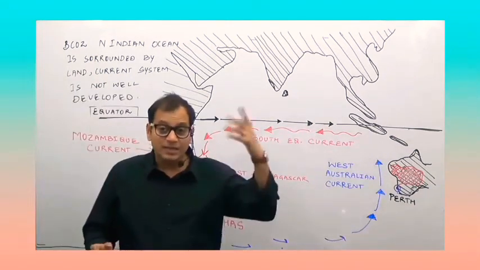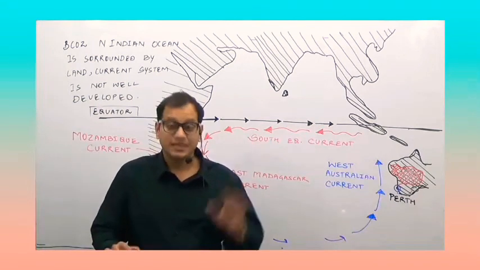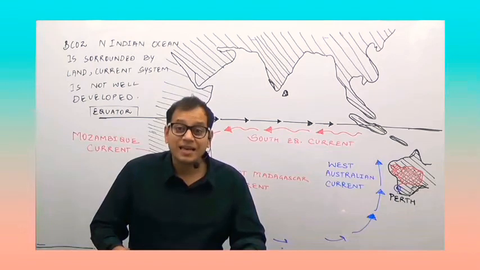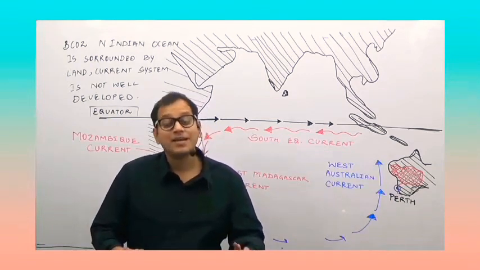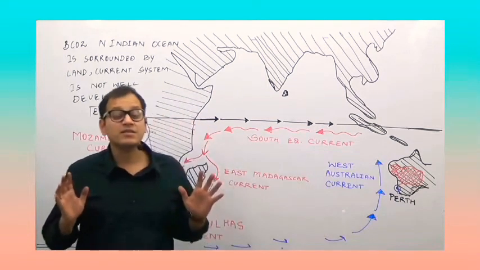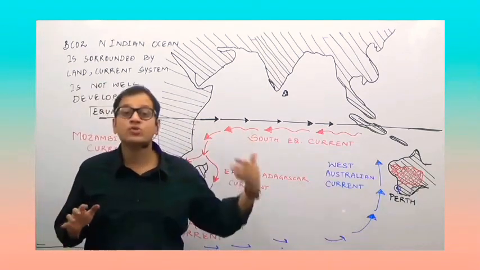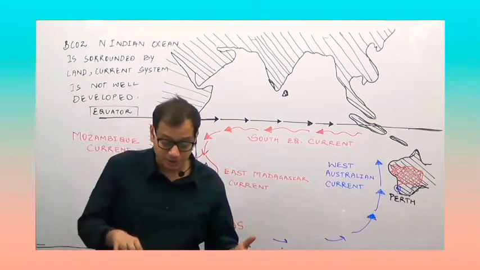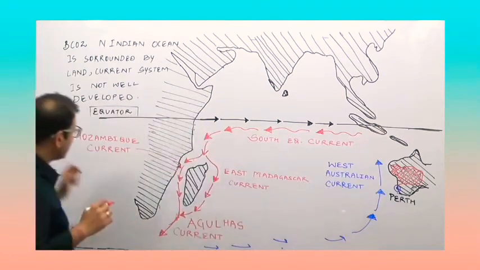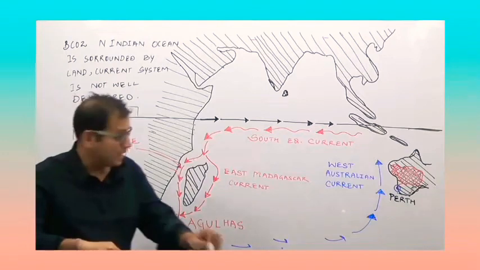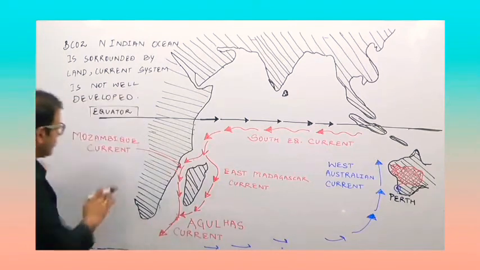Now look at the currents of the Northern Indian Ocean. Remember, the current system of the Indian Ocean is largely controlled by landmass and by the winds. Nowhere in the current system is the effect of the winds so dominant as in the Northern Indian Ocean. So you can remember the currents of the Indian Ocean are largely controlled by winds and the landmass.